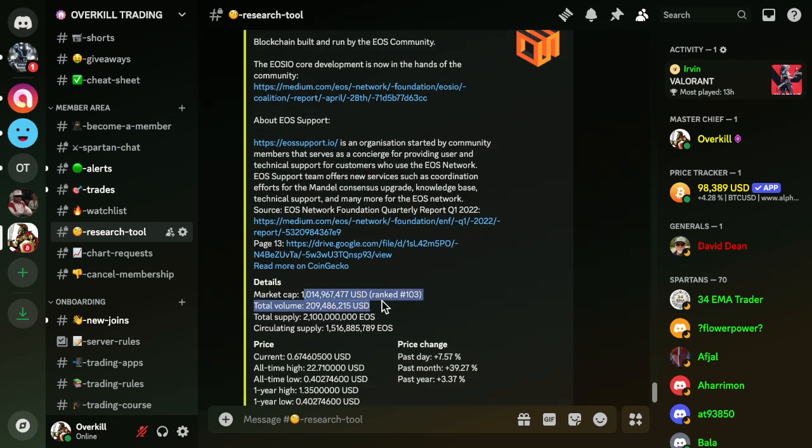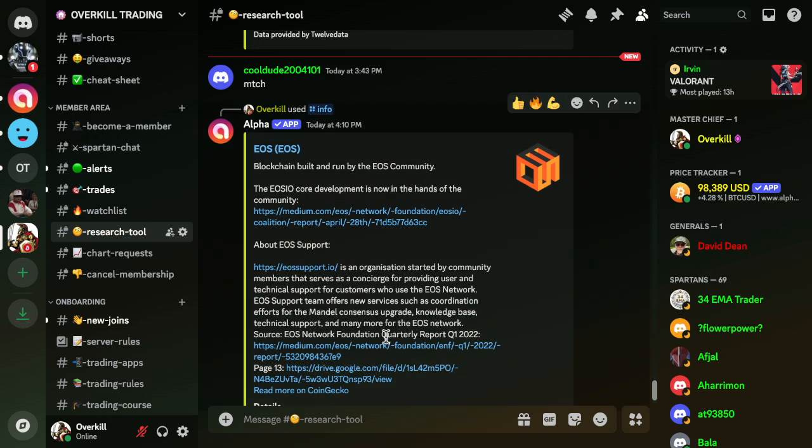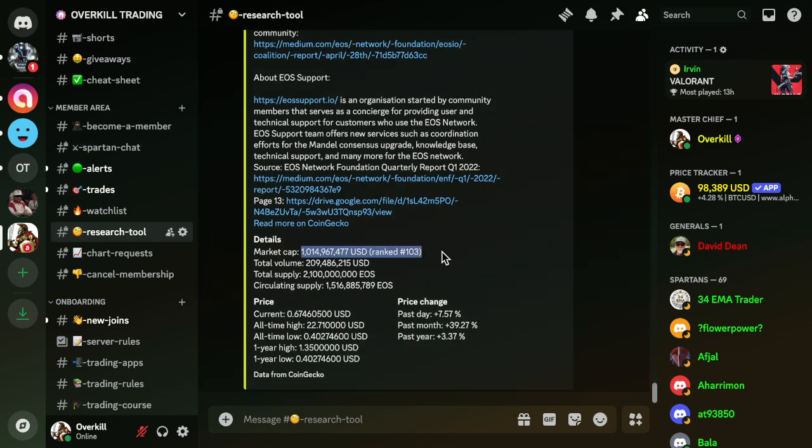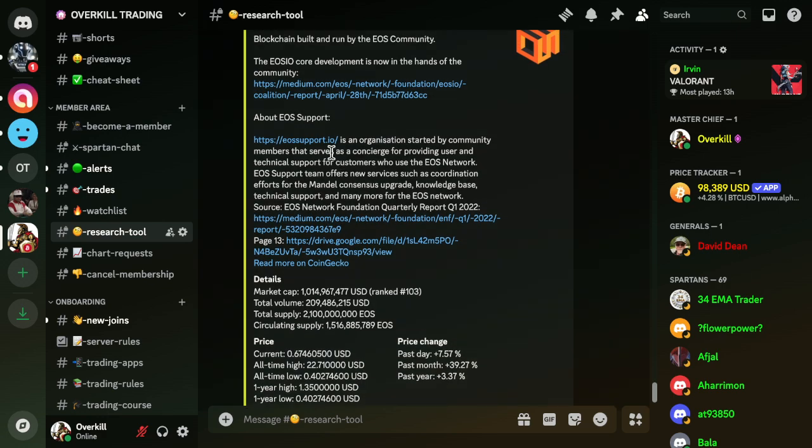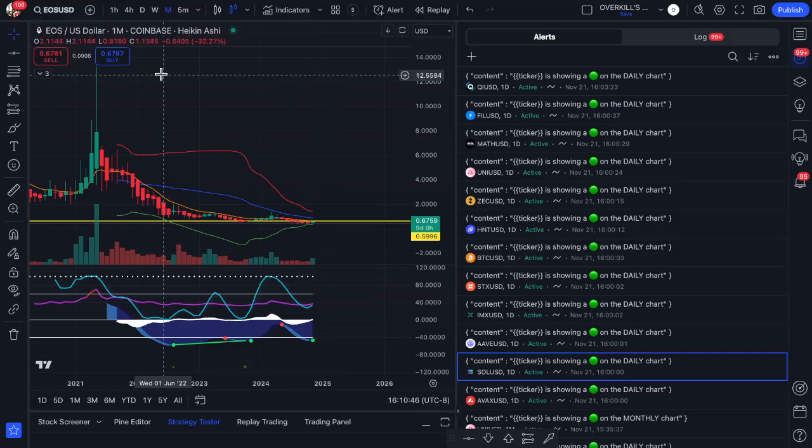So this is $1 billion market cap. So this one would qualify for getting added to my watch list, right? Just over $1 billion market cap. It's got a total supply of 2,000. It's almost got all its circulating supply in too as well. So this actually looks really like an interesting play here. I like this call out.